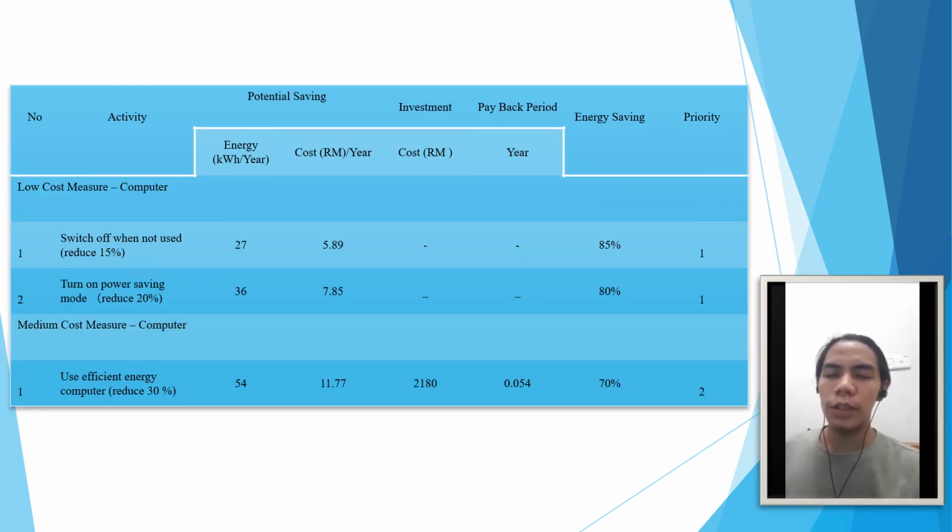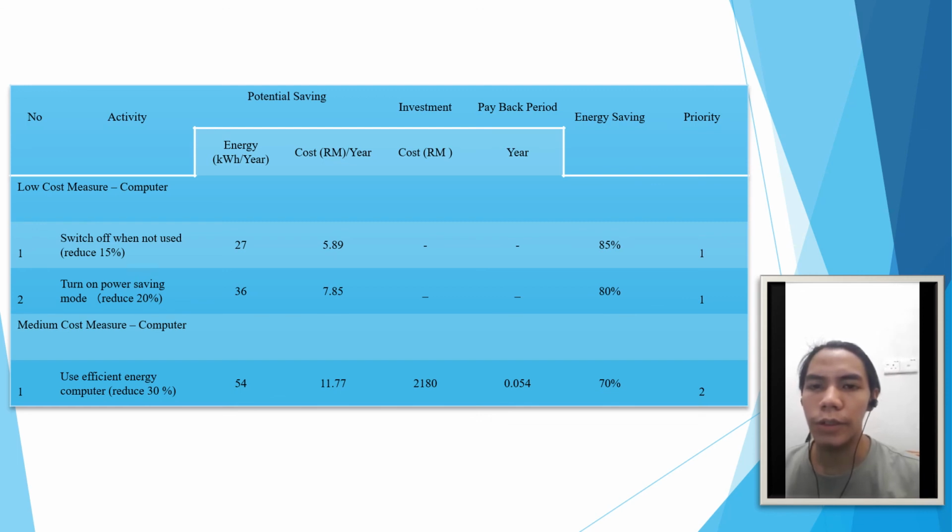For the low cost measure of the computer, the first one is to switch off when not used. It will reduce 50% of energy, that is 27 kilowatt hour and will cost RM 5.89. The second one is to turn on power saving mode. It will reduce 20% of energy, that is 36 kilowatt hour and it will cost RM 7.85. The medium cost measure for the computer is to use an energy efficient computer.